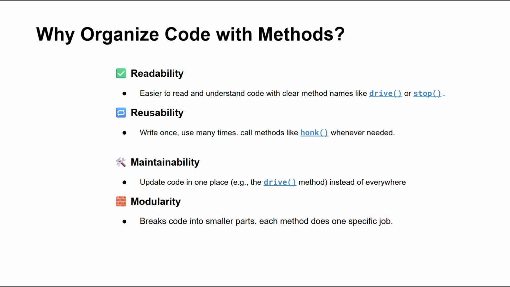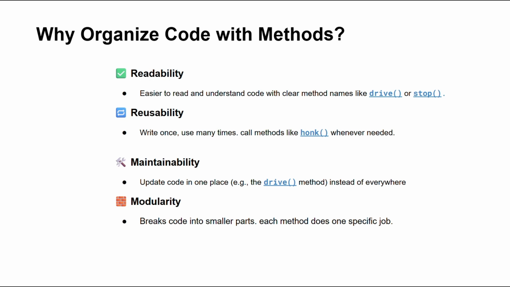Maintainability. If you want to change how the car drives, just update the drive method. No need to look through all your code. This makes fixing and updating much easier. Modularity. Methods break your program into small, manageable pieces. Each piece does one specific job, making your program easier to build, test, and understand.